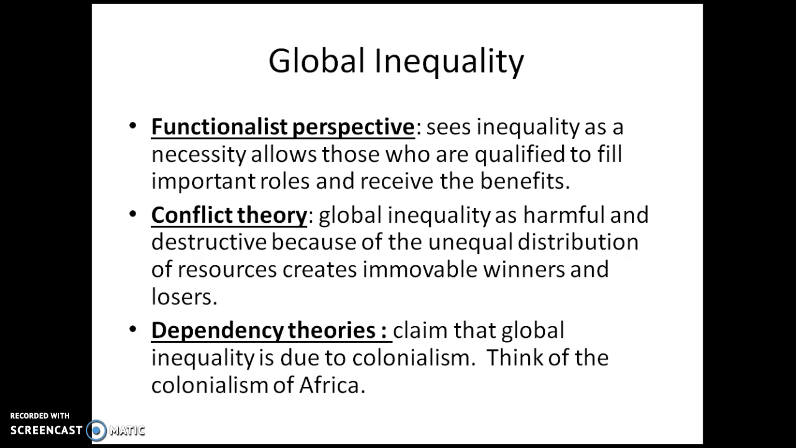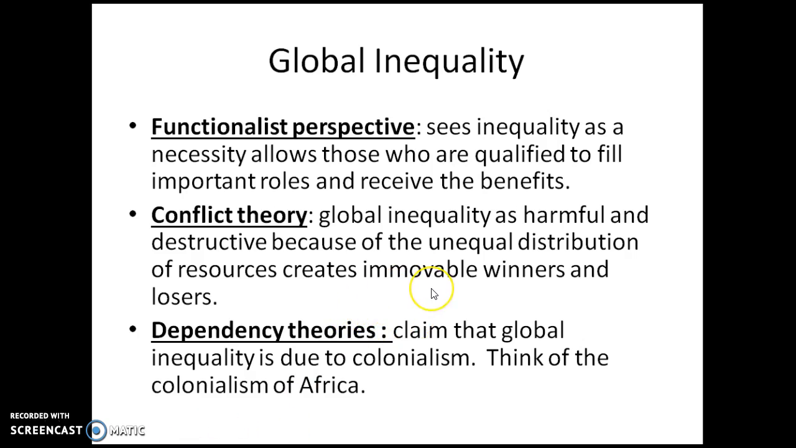There are three thoughts or perspectives on global inequality that we're just going to cover today. There are more, but these kind of cover the wide array of the different perspectives on global inequality. The first is the functionalist perspective, and this is where they see inequality as a necessity. In other words, you have to have inequality because it allows those who are qualified to fill important roles and receive the benefits of those roles. Conflict theory says it is not a necessity, and it's extremely harmful and destructive because of the unequal distribution of resources. It also creates immovable winners and losers.